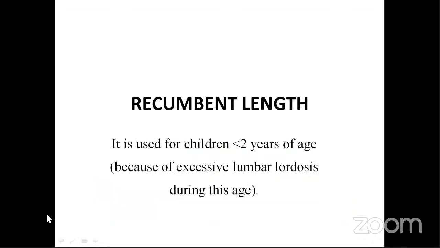Next is length. So when do you call it length? When the child is less than 2 years of age, you take the length of the child. When the child is more than 2 years of age, we usually call it height. We make the child stand and take the height. When the child is less than 2 years of age, we make them lie down and measure the length, because of the excessive lumbar lordosis at this age. We make the child lie down to get the exact length. Also, a child less than 2 years will not be able to stand properly on a stadiometer. That is the reason we take length in children less than 2 years of age.